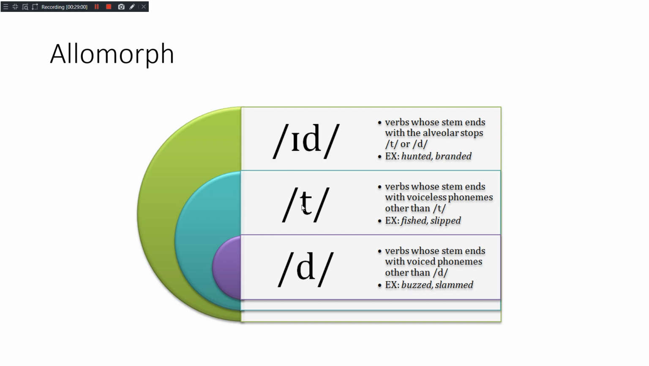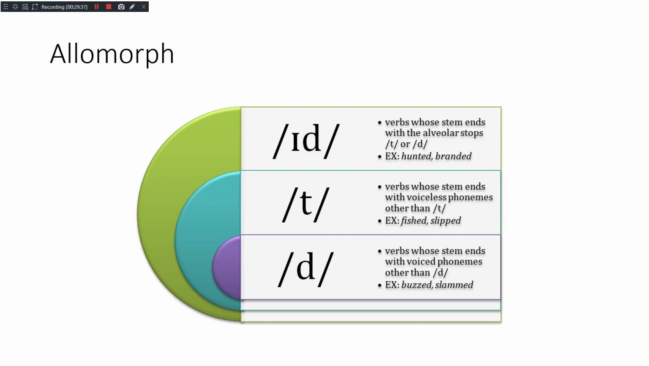Another realization is in the form of t when it follows the voiceless phonemes like sh, p, f, k, except for t. Fished, slipped, kicked, and so on. And the third allomorph, the third realization of ed, is in the form of d when it follows the voiced phonemes except for d. Buzzed, slammed, banned, and so on.